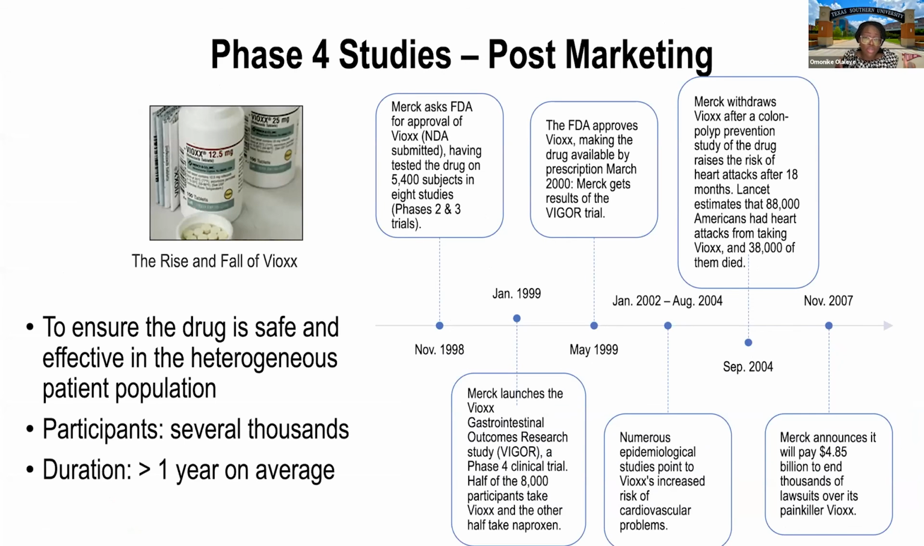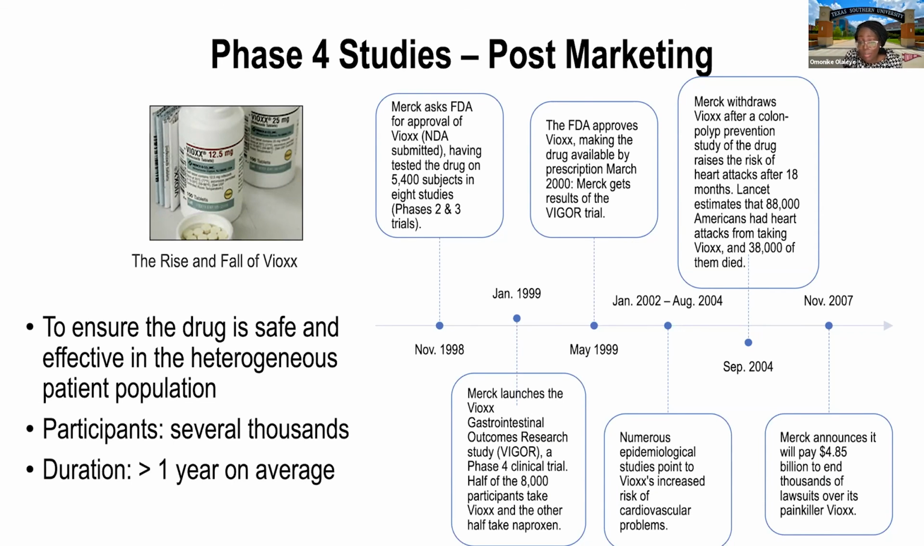And then in the phase 4 studies, like I mentioned earlier, this is a commitment study by the company, the sponsor, to say, hey, we want to look at the post-marketing surveillance, pharmacovigilance surveillance. We want to look at the pharmacoepidemiology of this drug now that it's being monitored. And it's to ensure that the drug is safe and effective in a heterogeneous patient population. So here we look at several thousands of people, and it can take a year or more.